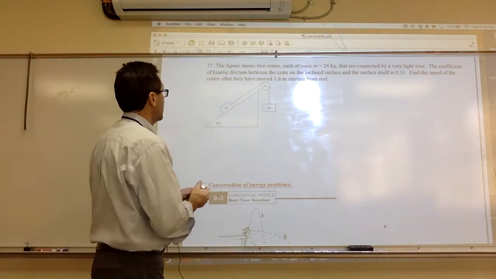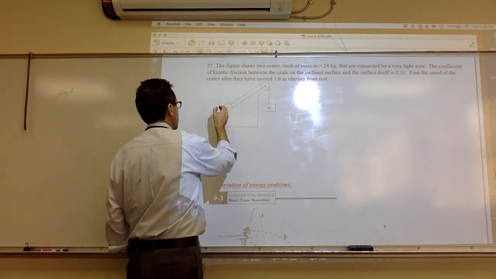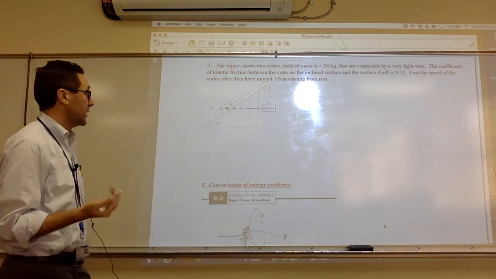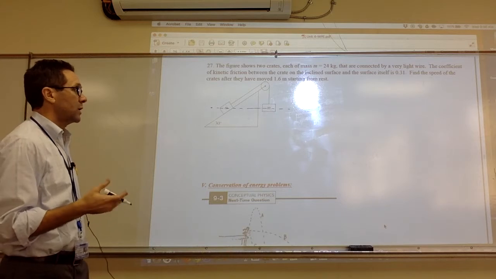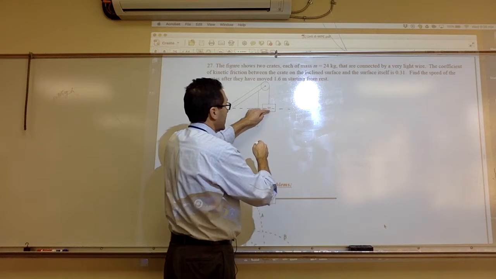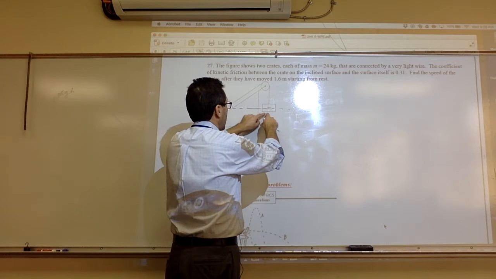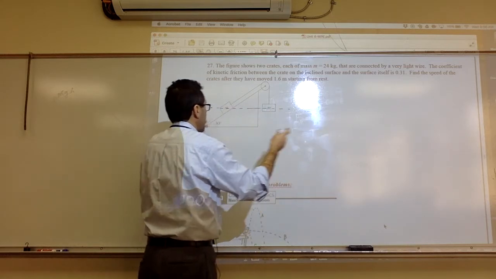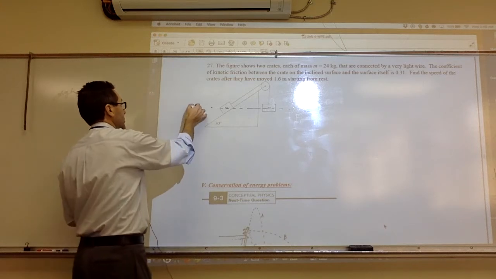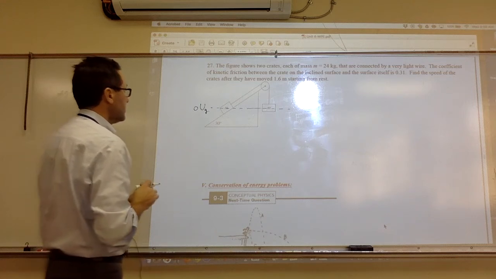Okay, so let's look at 27. For 27, I'm going to pick this level here as my 0 for gravitational potential energy. Really, you can pick whatever you want. You can pick the point where this is going to be after it moves 1.6 meters. I'll leave that up to you. But I'm going to pick this point here. It's just a choice that I made. You don't have to follow my choice. So 0 gravitational potential energy here. That's my reference.